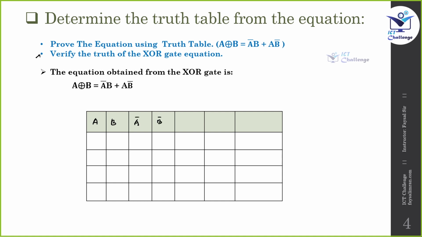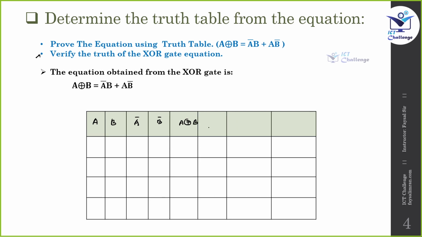Now the left side is a XOR b, so the left side column should be a XOR b, and the right side is a bar b. So here we write a bar b, and also another, a b bar. Ultimately we have to find a bar b plus a b bar. That means we have to add those 2 columns. So here a bar b plus a b bar.